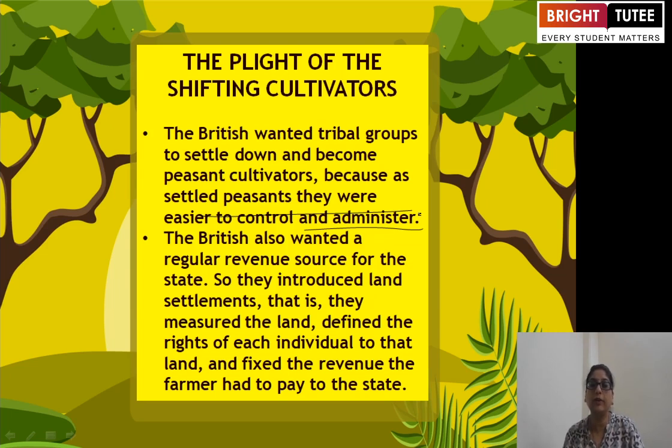And the British also wanted a regular revenue source. Obviously, it was not for the time being that for some time they would take the revenue and after some time it would be over. So they wanted a regular revenue source for the state. So they introduced settlements, that is, they measured the land, defined the rights of each individual to that land, and fixed the land revenue the farmer had to pay the state.